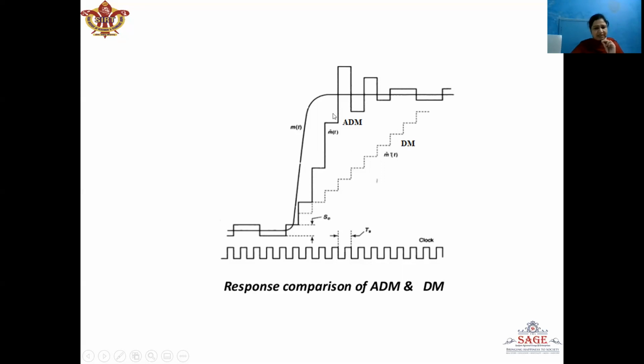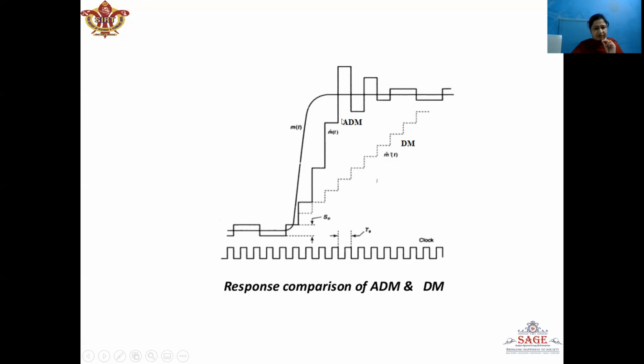Now, we can see the behavior of the adaptive delta modulator. Now, as we can see, when there is a steep slope of the message signal, there is a step size increase in the approximated signal. Now, the step size we can see varies according to the message signal.